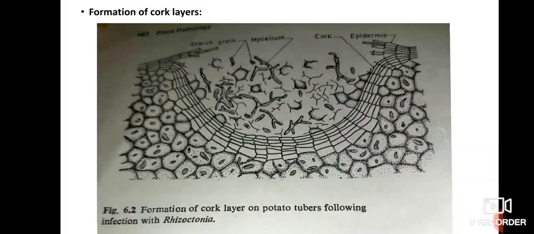It blocks the spread of toxic substances produced by the pathogen and checks the flow of nutrients and water from the healthy to the infected area, and this results in the starvation of the pathogen. In this way, it acts as a defense mechanism. The speed of the formation of the defense barrier is also important.